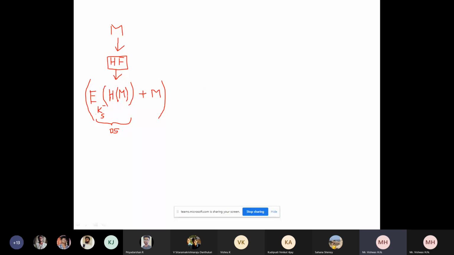Now these two, this digital signature and message, I have to encrypt using what key, students? Session key. Yes, using the session key.